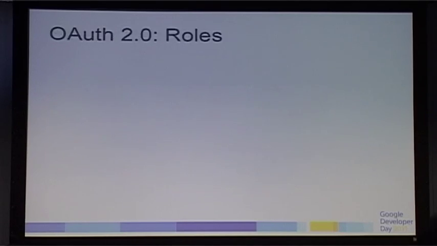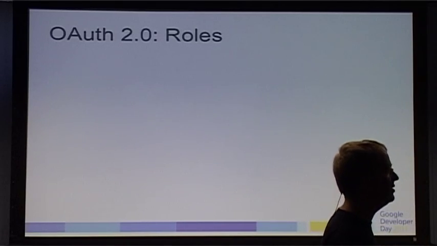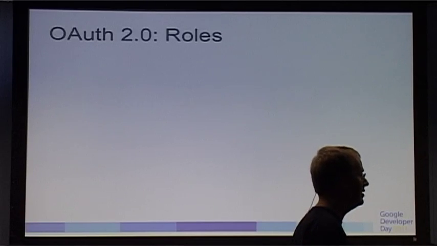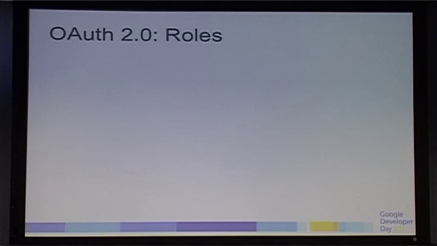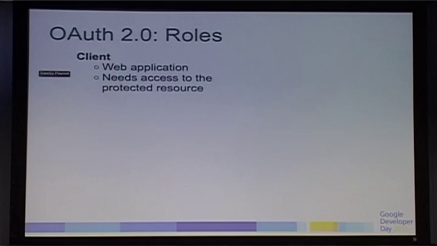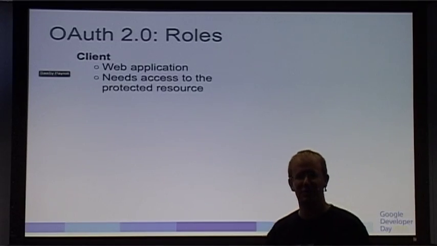So, all right. There's different roles, though. We're going to be talking about several different roles as we're talking about OAuth, and this is, again, more terminology that's important to understand if you're reading our documentation, if you're writing code or reading the spec. So first of all, the client. This is a web application. It needs access to protected resources.